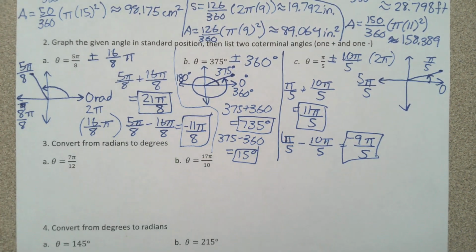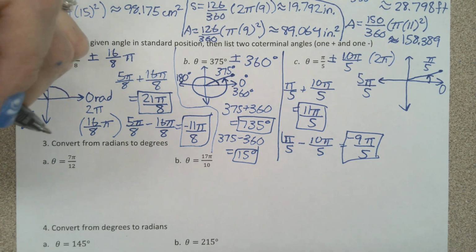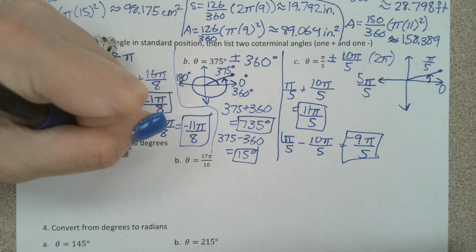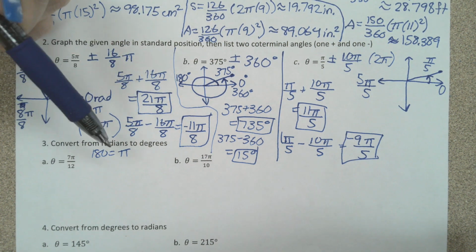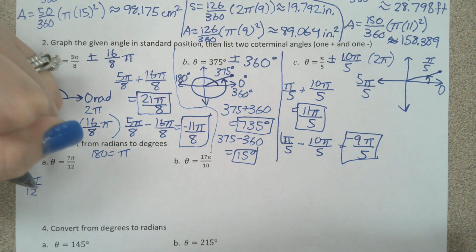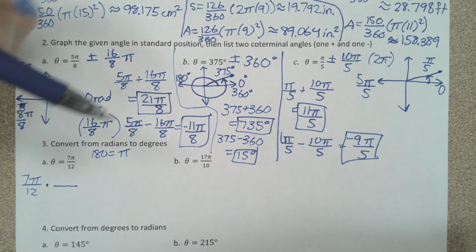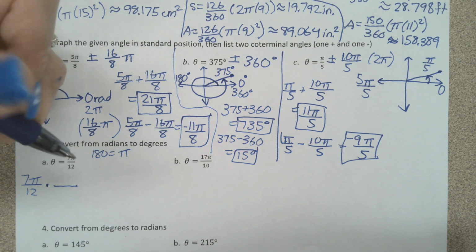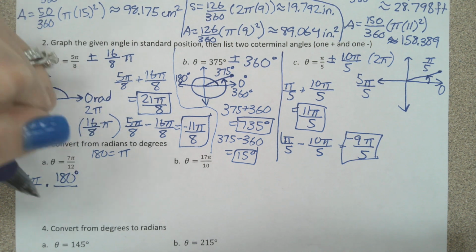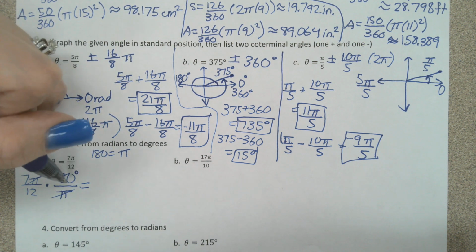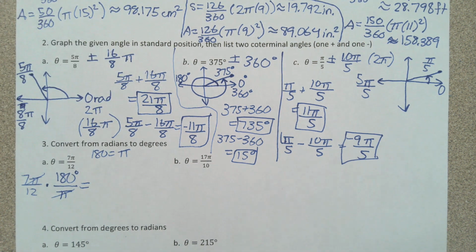Next section, convert from radians to degrees. Pretty easy. We're using the fact that 180 is equal to pi. So when we're going from radians to degrees, we have 7 pi over 12 times, when you're converting, you put what you want on top. We have radians, we want degrees. So we're going to times it by 180 over pi. The pi's cancel, so we just have to multiply this through.